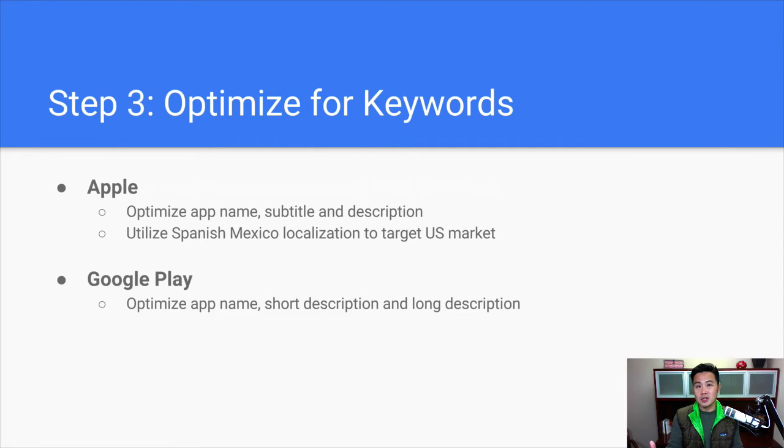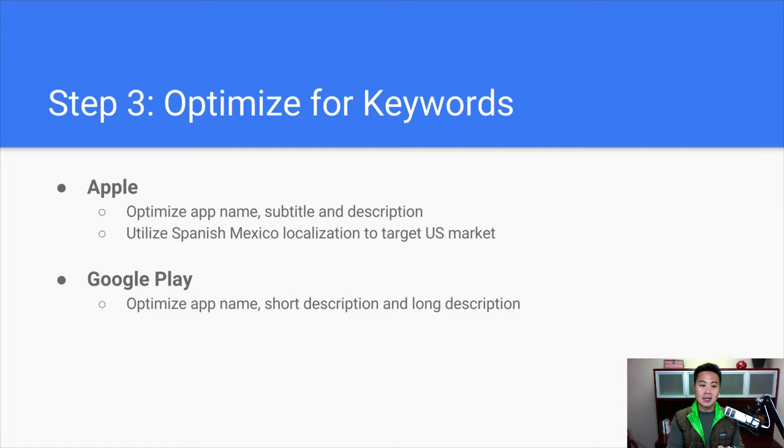Next, you optimize for those keywords, okay? You look at the competition, you look at the traffic scores, and you figure out which ones make sense for using them, for targeting them in your app name and your description. So on Apple, just to break it down for you, we use these keywords, we optimize the app name, the subtitle, and the description, right?